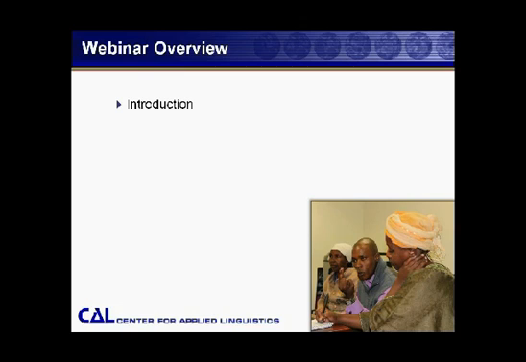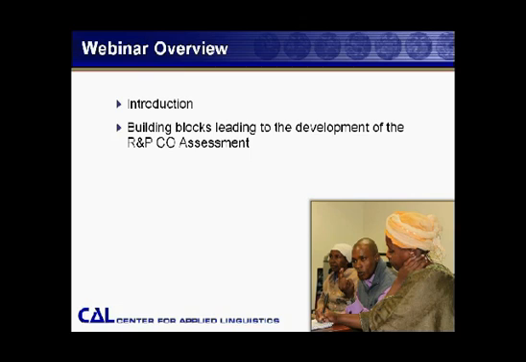After a brief introduction, I will say a few words about the steps and the building blocks that led to the development of the R&P CO assessment. And then Julie will walk us through the three components of the R&P CO assessment. After that, I will talk briefly about the next steps for the development of resources that CAL is working on this year, as well as the finalizing of the assessment toolkit in the coming weeks. And then we will have ample time for question and answer at the end of the webinar.